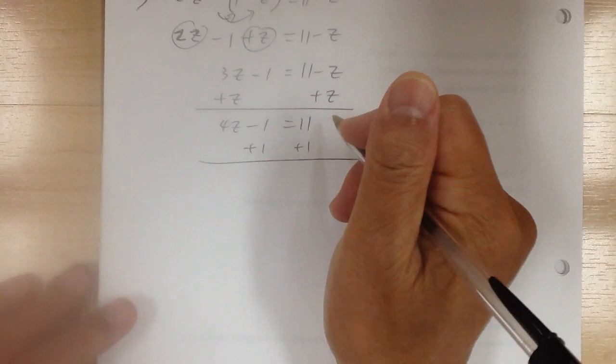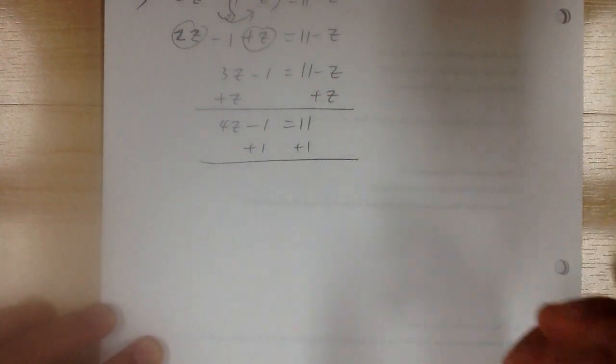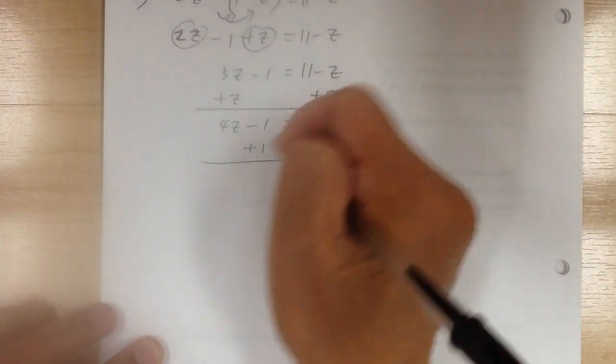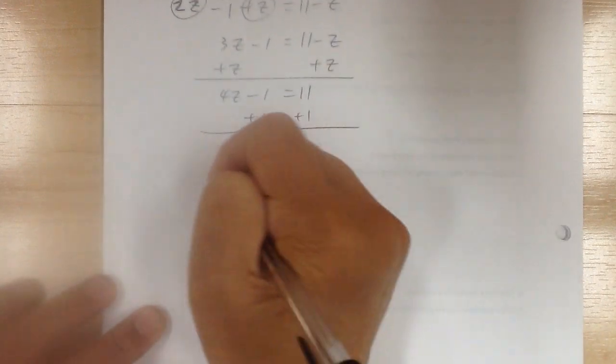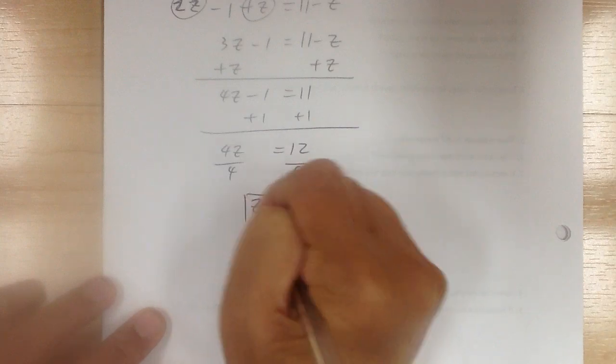Again, it's very important you write down your steps. Like the one before, if you show your steps, it's easy to find out where the mistake is. So you got 4z equal to 12, and you divide by 4, so you got z equal to 3.